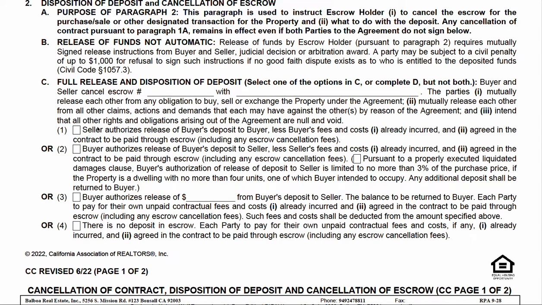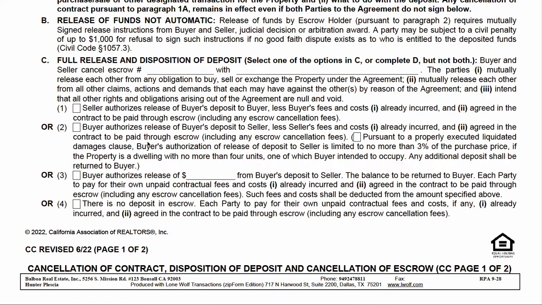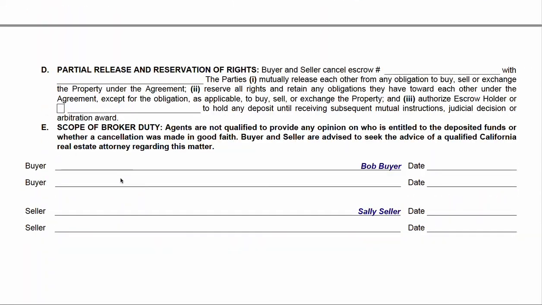box and ask that the seller authorizes all the deposit to come back to the buyer, because that's really what should happen if the buyer cancels within the contingency period. And then the buyer's going to sign and send it. And that's it. That's how it's done.